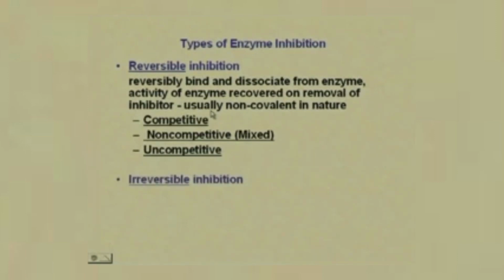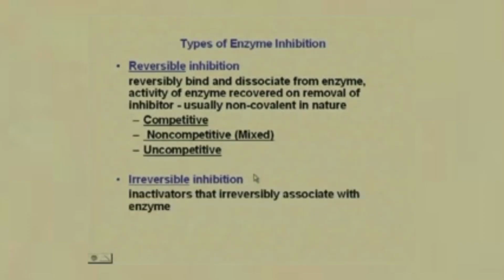We can have irreversible inhibition. In this case, the inactivators or inhibitors irreversibly associate with the enzyme, usually forming covalent bonds. Once a covalent bond is formed, it is extremely difficult to break. So there will be irreversible inhibition of the enzyme and the enzyme will be rendered inactive.